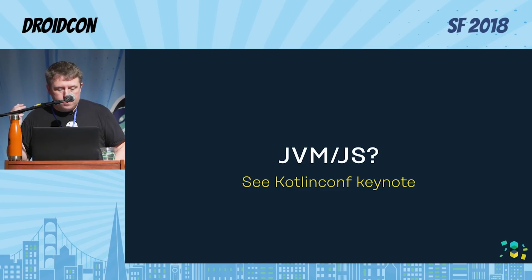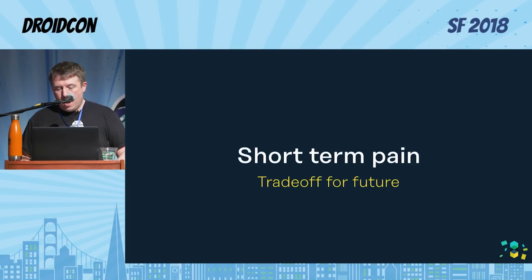So JVM and JS, again, watch the KotlinConf keynote. It's really interesting. They're talking about bringing these ideas back into these other platforms. We'll see how that works. They're also talking about doing compile time, which is sort of Rust-like if you know any of that stuff. But for today, it's runtime and native only, and you need to understand it.